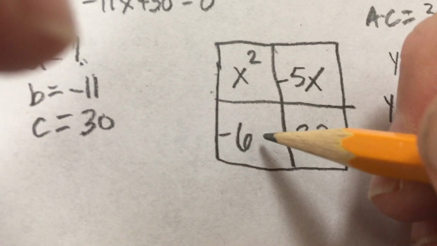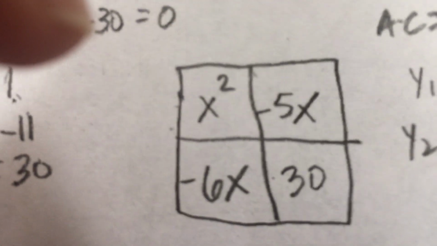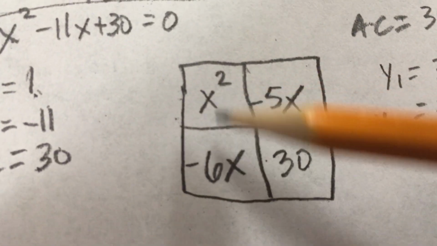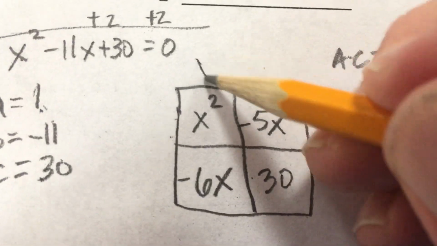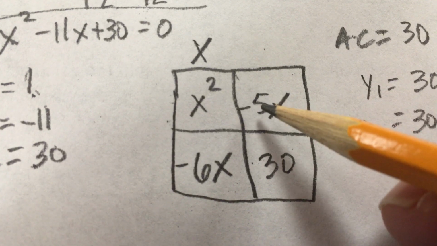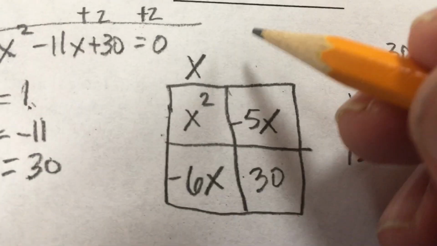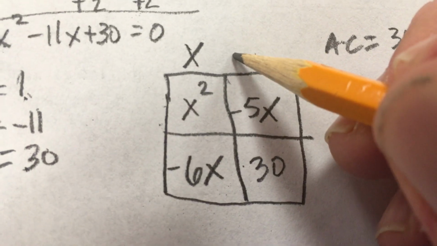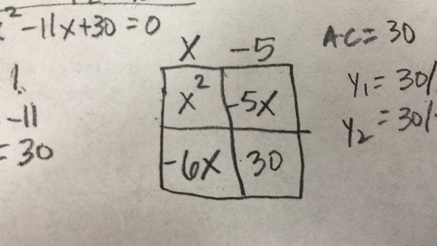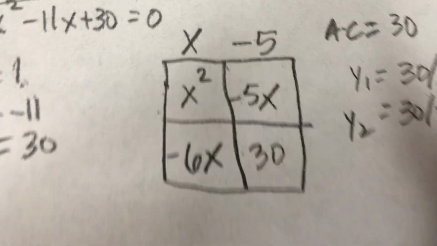-5x, -6x. I just have to take out the things that are in common. On the left side, I can take out an x because there's no number with the x squared. On the right side, I can take out a 5 because 5 divided by 5 is 1, and 30 divided by 5 would give me 6. It's going to be a -5 because this box is negative.